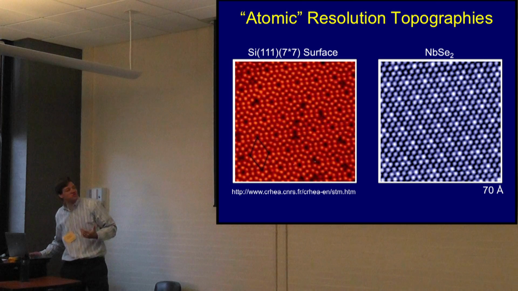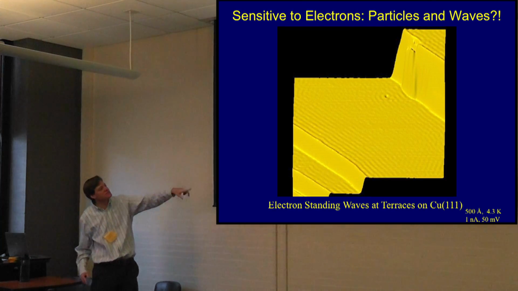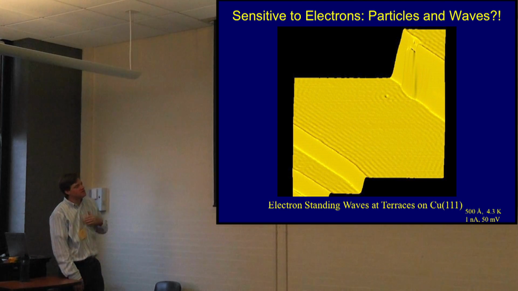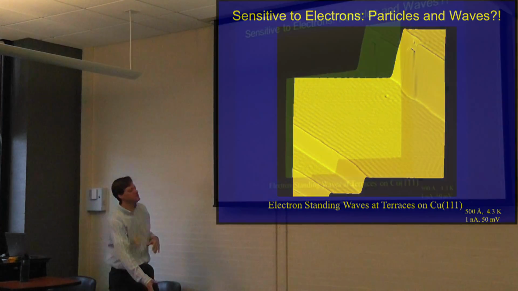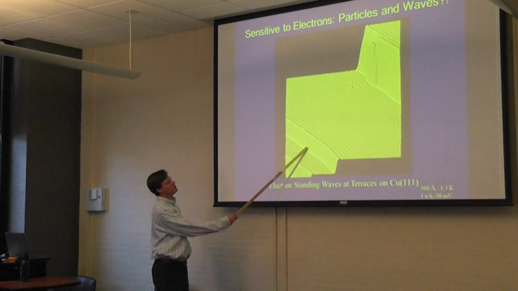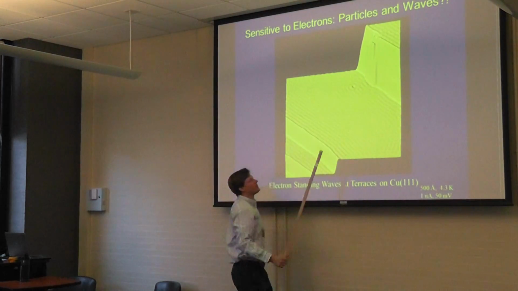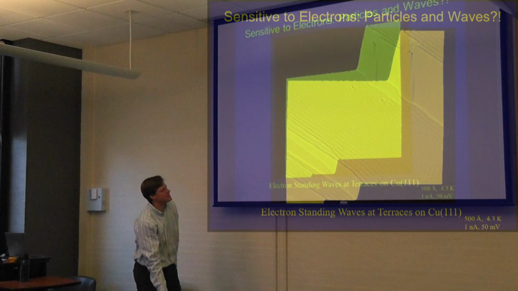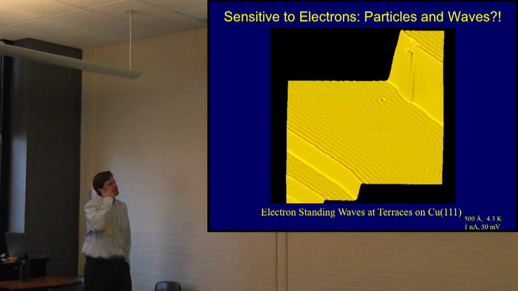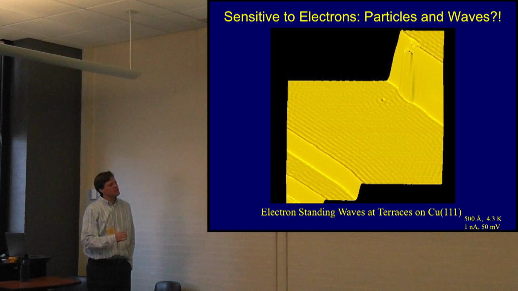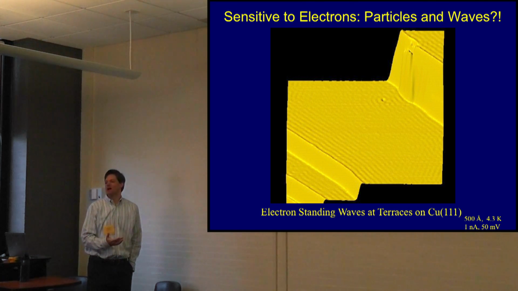There are other situations where you don't see atoms, and this is one of my favorite images. This is a copper surface, and just to give you a scale, this is roughly 1 copper atom tall, and this is 3 copper atoms tall. In quantum mechanics, we say that electrons are particles, they have mass. But we also say in quantum mechanics that they have wave-like properties.